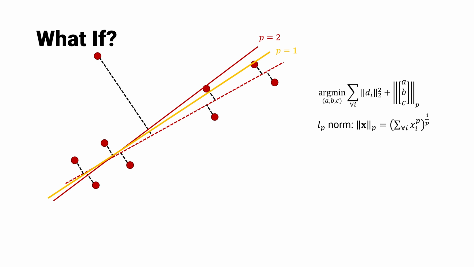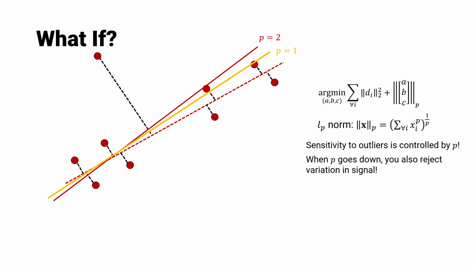So essentially, the sensitivity to the outlier is controlled by the value of p. The higher the value of p, the more sensitive it would be to the outlier, but it can also follow the data along much better. The smaller the value of p, the less sensitive it is to the outlier, but it is also less sensitive to the data itself. So as p goes down, you also reject the variation in the signal.